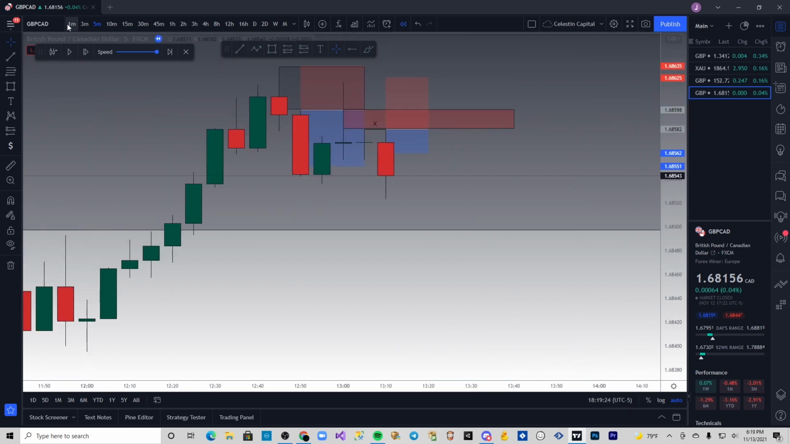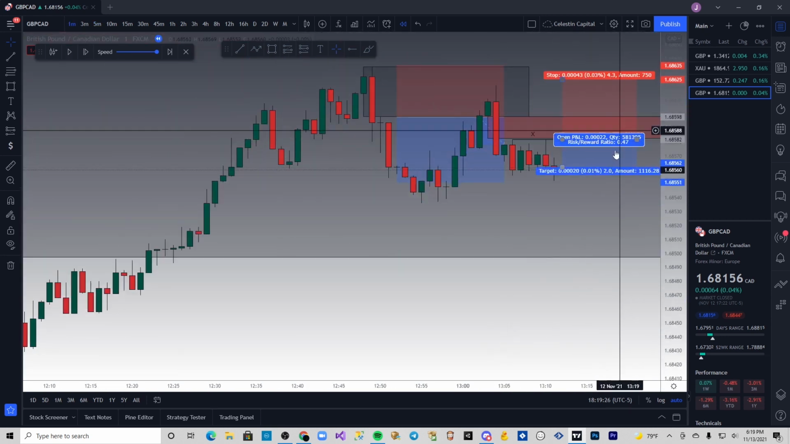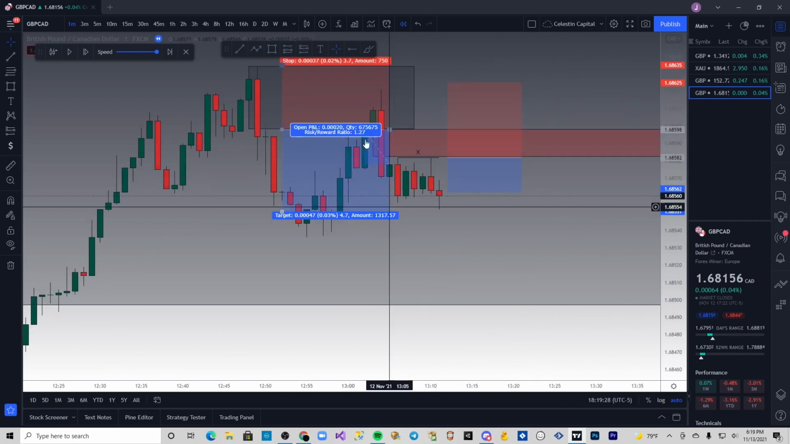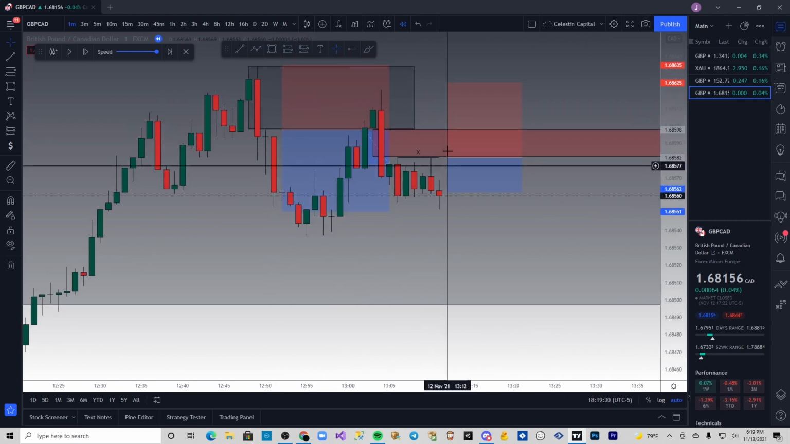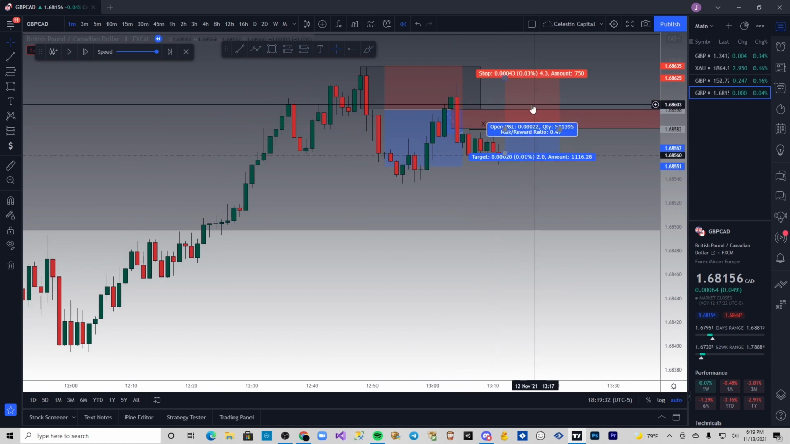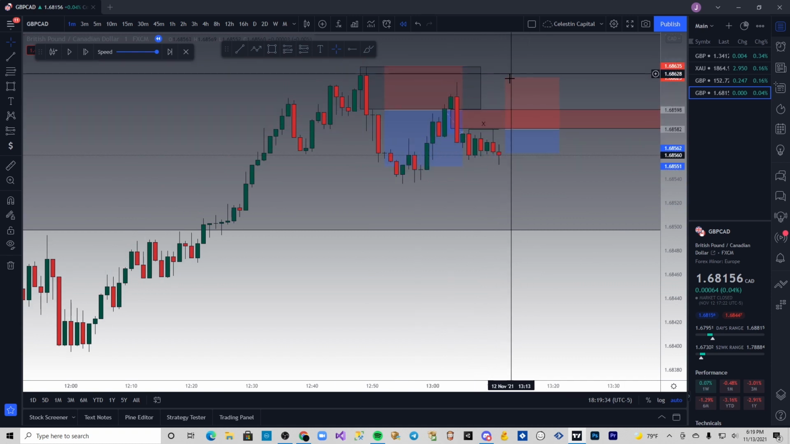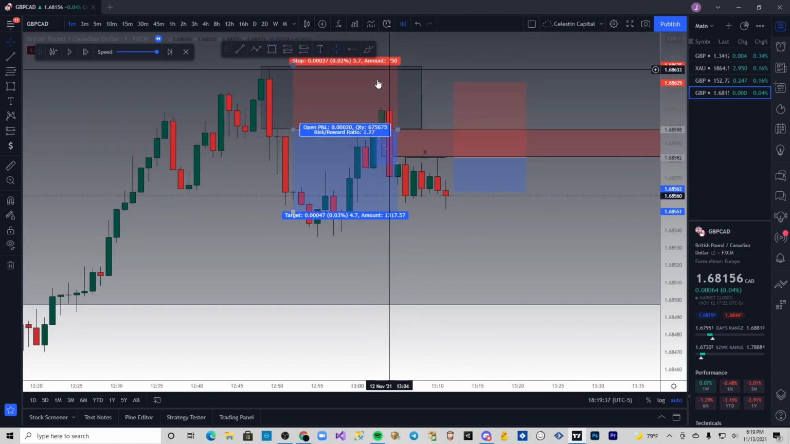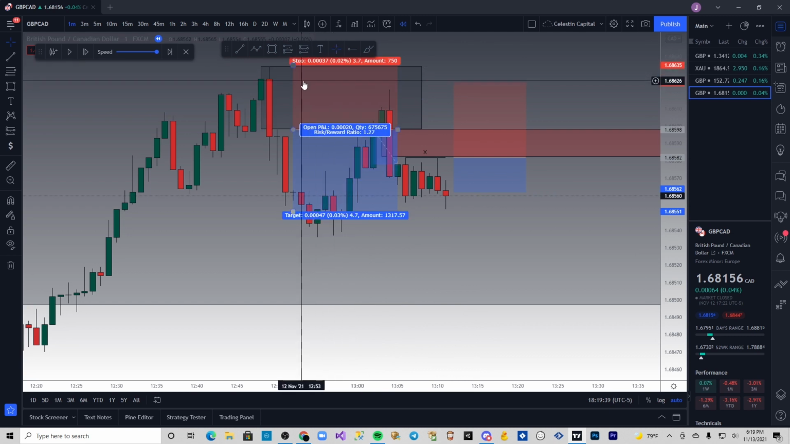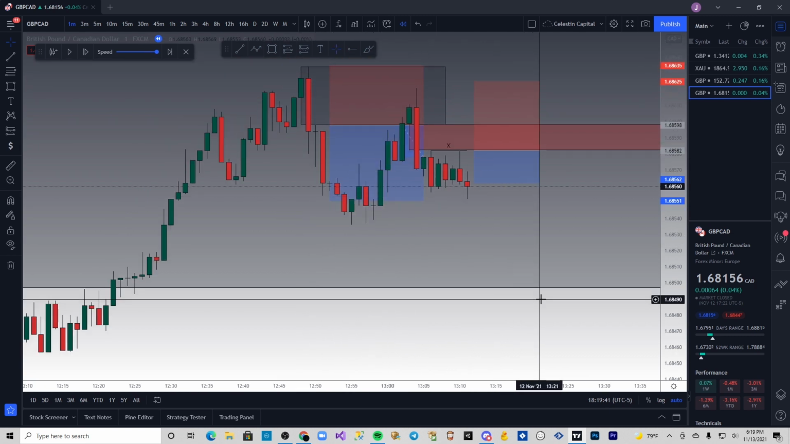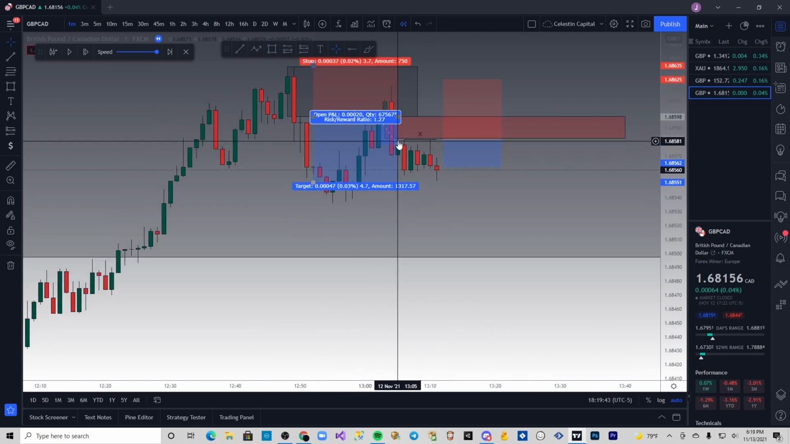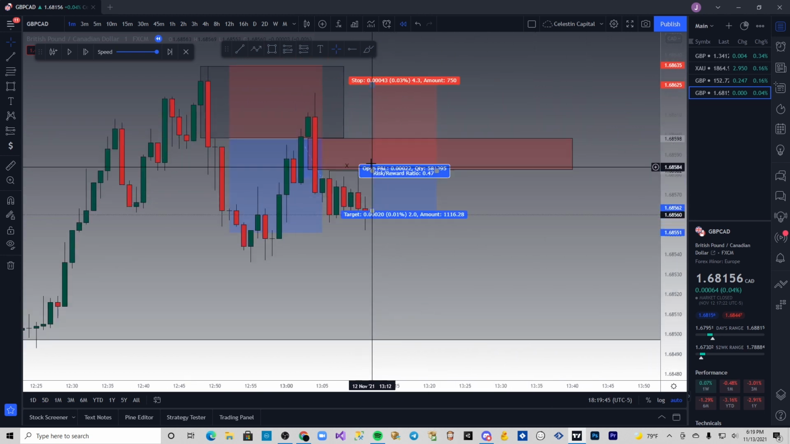0.5%. I like to reduce my entry just so I can add another entry. Ideally, what you want to do is go break even before you take another entry. But if you're not able to go break even, because again, I'm using this high as my stop loss, then it's best that you reduce your risk on your first entry or on your previous entries before adding other entries.